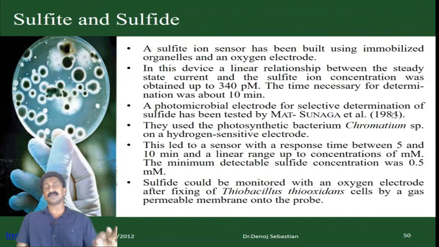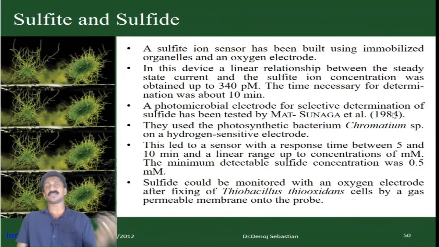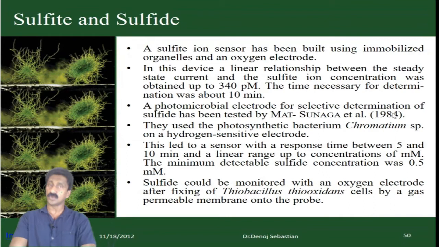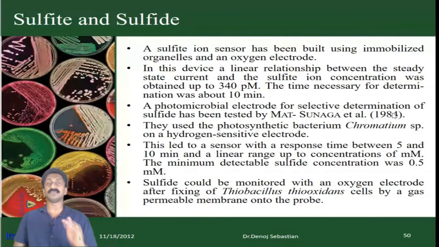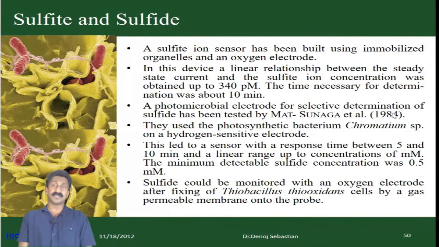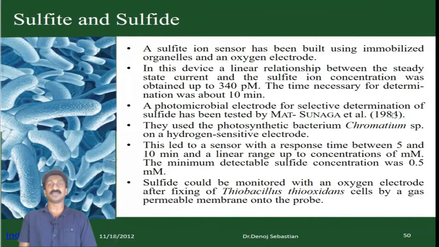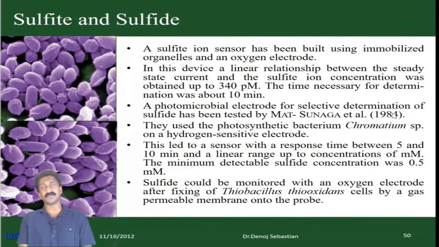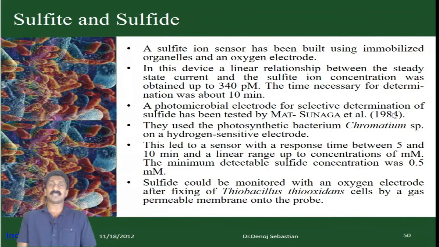And if you are going even down to a low concentration of 340 picomolar, then also you will get a linear relationship because the prediction will be correct. And the time necessary for detection is about 10 minutes, which is also good when you are comparing the analysis of some environmental samples. Usually, the detection time or the time required for getting the results is a very important parameter in the case of such sensors. So, if you are getting the results within 10 minutes, then that is very good.